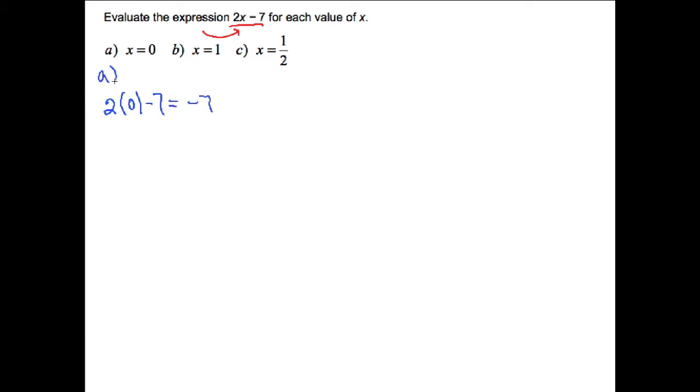That was part A. For part B, I'm going to evaluate the expression at 1. That gives me 2 times 1 minus 7. That's 2 minus 7. That's negative 5. And for part C, I'll evaluate at x equals a half. That means I have 2 times a half minus 7. And 2 times a half is 1. 1 minus 7 is negative 6.